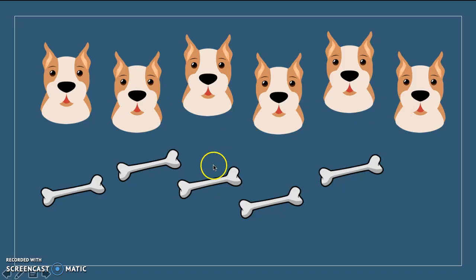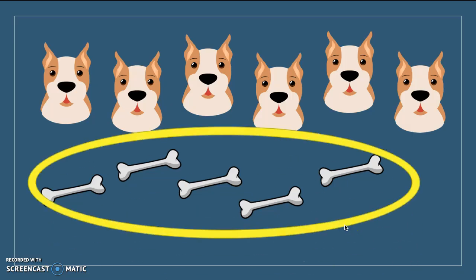All right, let's count our bones. 1, 2, 3, 4, 5. Uh-oh. Do I have the same amount of bones as I do dogs? Nope, I only have 5. I'm going to go ahead and circle those. All right, so there's my 5.